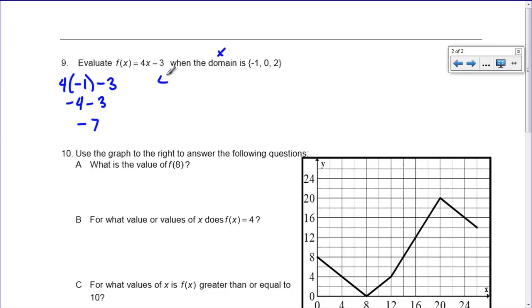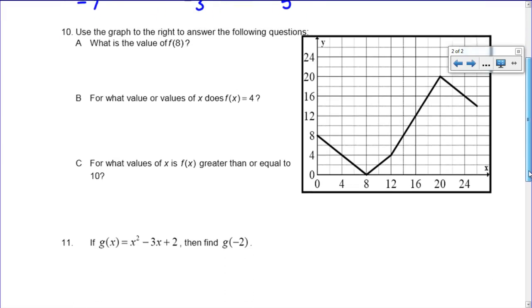Next time I'm going to plug in a 0 and do the same thing. 4 times 0 is 0, minus 3 is -3. There's my second answer. Then I'm going to plug in the 2. 4 times 2 is 8, minus 3 happens to be 5. So my 3 solutions are -7, -3, and 5.